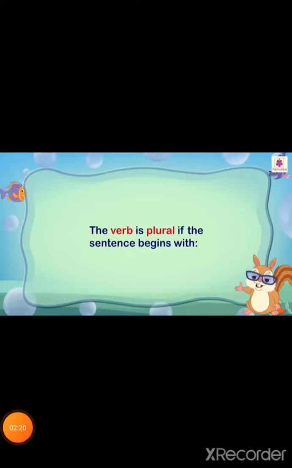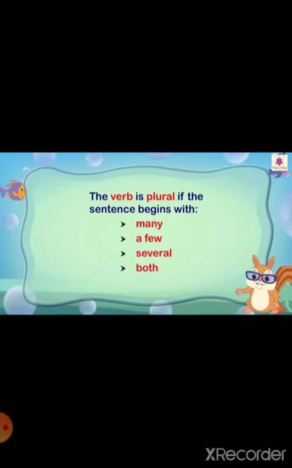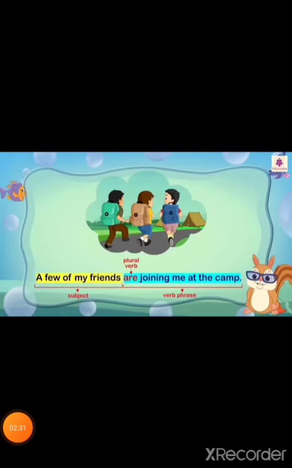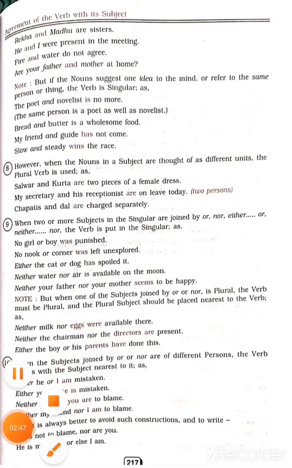The verb is plural if the sentence begins with many, a few, several, or both. For example, a few of my friends are joining me at the camp. I told you if a few is there in the subject, then a plural verb will follow: are joining. Okay?